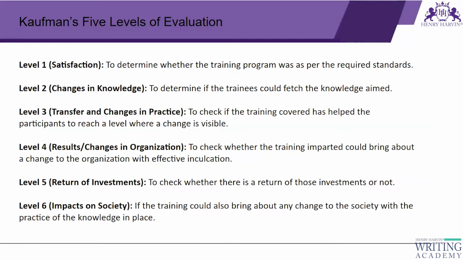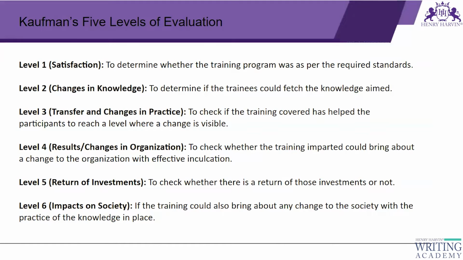Now, level 3 says transfer and changes in practice. What does this mean? To check if the training has helped the participant reach a level where a change is visible. This talks about the impact being created. Pre-training it was 2.5, post-training it was 3.2. So there is a visible change which has happened, an impact created through this particular training. This is again one way of evaluating your program.